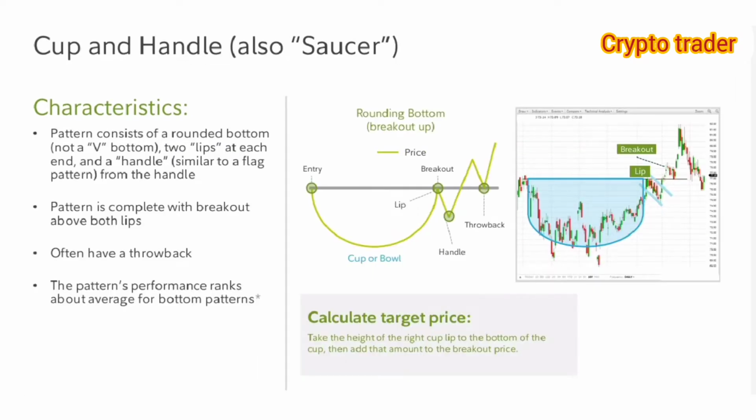Cup and handle. Its characteristics: the pattern consists of a rounded bottom, not a V, two lips at each end, and a handle, similar to a flag pattern. The pattern is complete with a breakout above both lips. Often has a throwback. The pattern's performance ranks about average for bottom patterns. See the candlestick pattern example of rounding bottom breakout up.